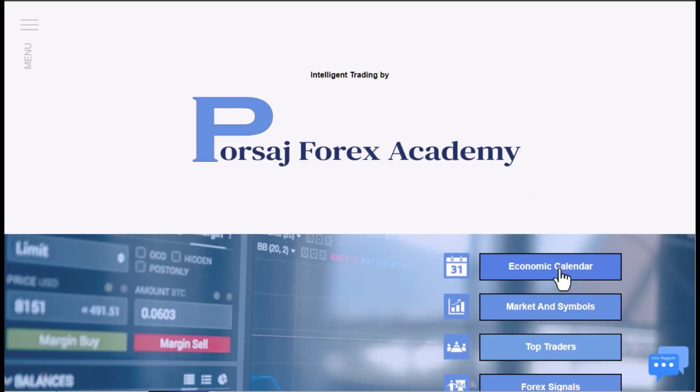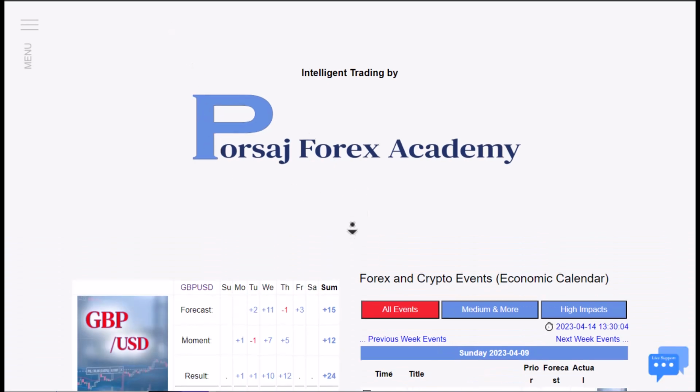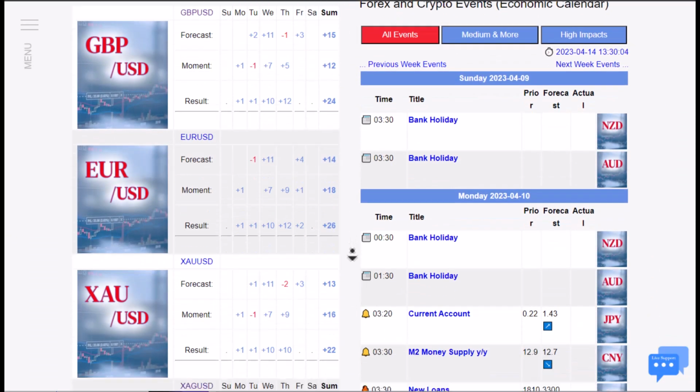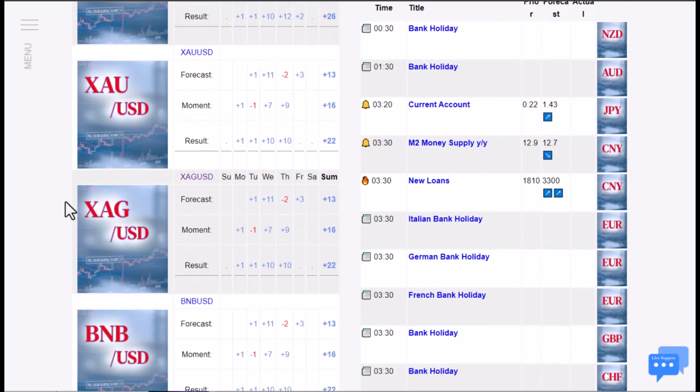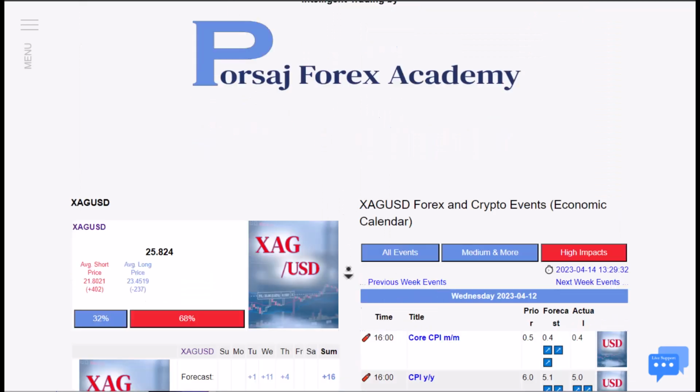Okay, let's go to our calendar and look forward to our signal for today. Today's signal is going to be on silver, and now let's look at its news so we can see where the overall movement is and where the movement is headed for this signal.